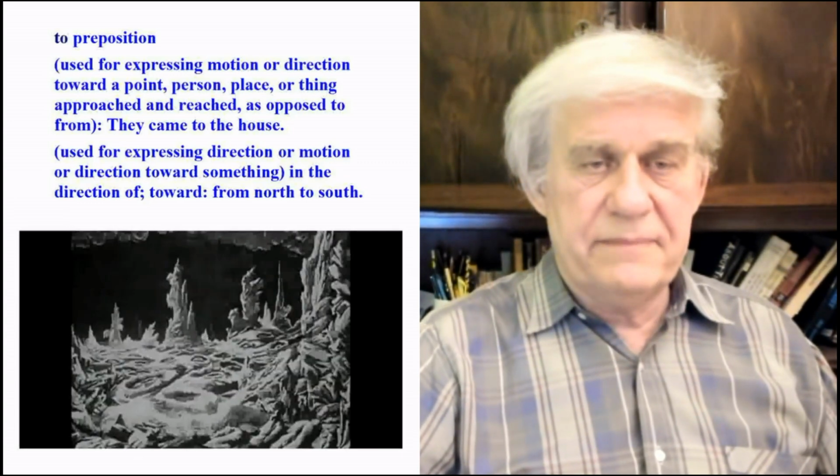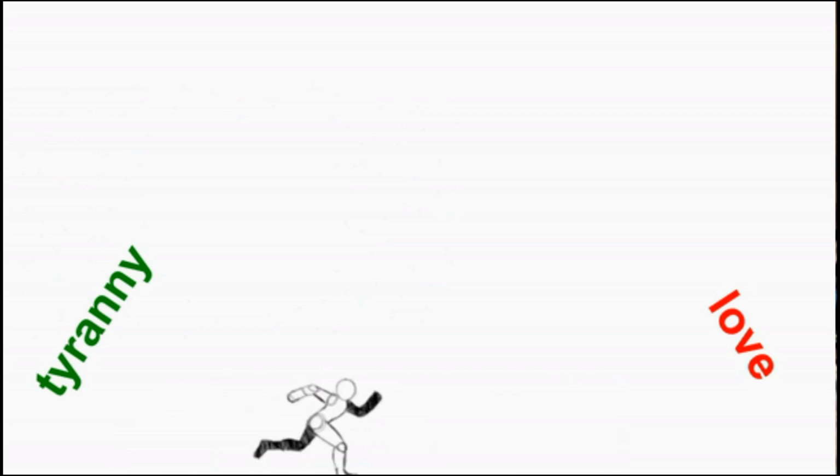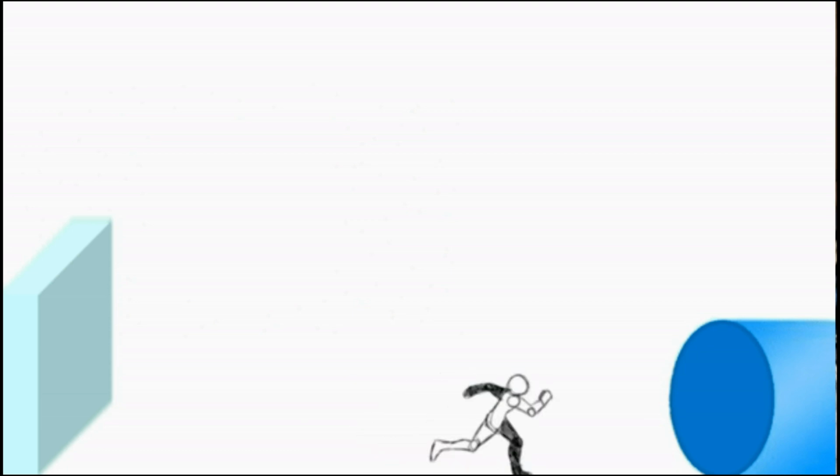So here it is, summary. You can't run towards love. You can't run towards a concept. And you can't run from or away from a concept, like in this case, tyranny, okay? No, in science, we run from objects, like in this case, a wall to a cylinder or to a pipe. Okay, you have to run from object to object. Okay, hopefully that all makes sense to some of you at least.